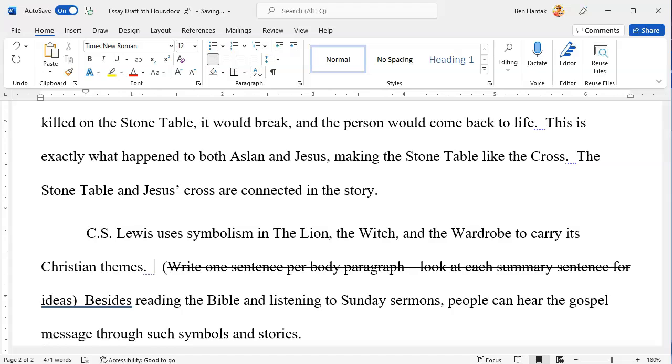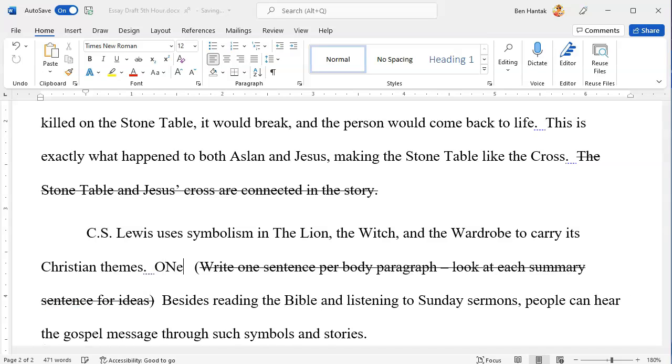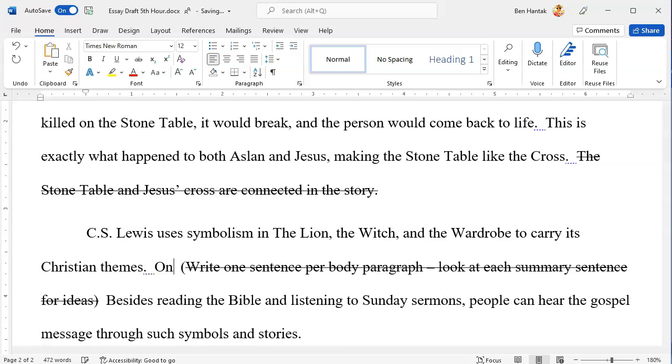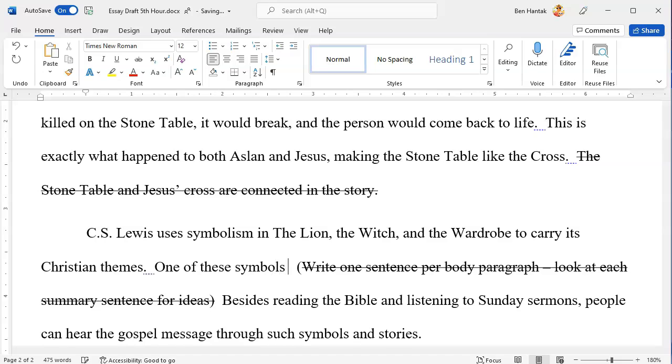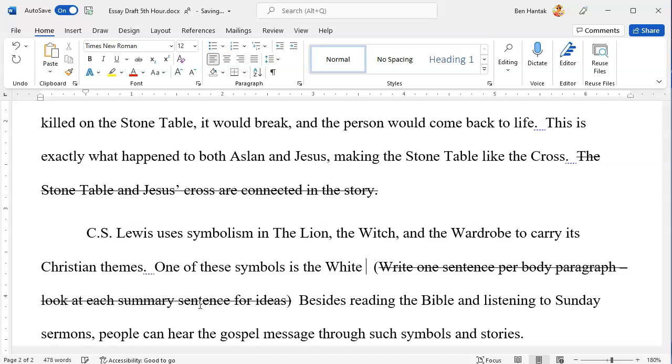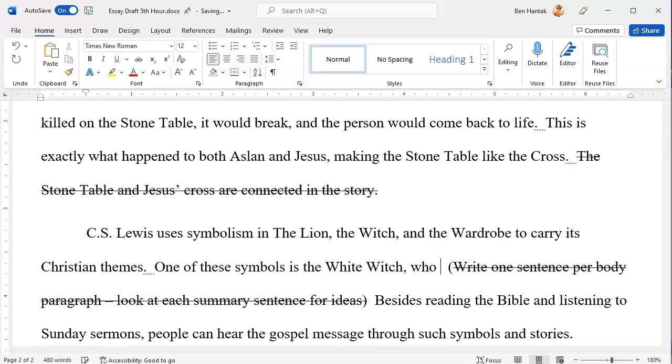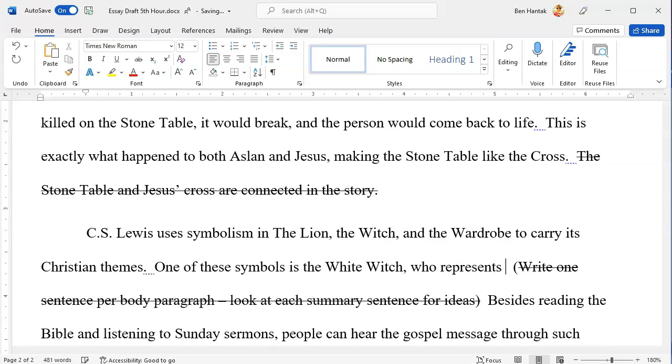Was it the witch? We wrote about the witch first. So, C.S. Lewis uses symbolism in The Lion, the Witch, and the Wardrobe to carry its Christian themes. One of these symbols is the white witch, who represents... Throughout this essay, did we say the devil more or Satan more? Satan. We said the devil more? Say Satan here, just to balance it.